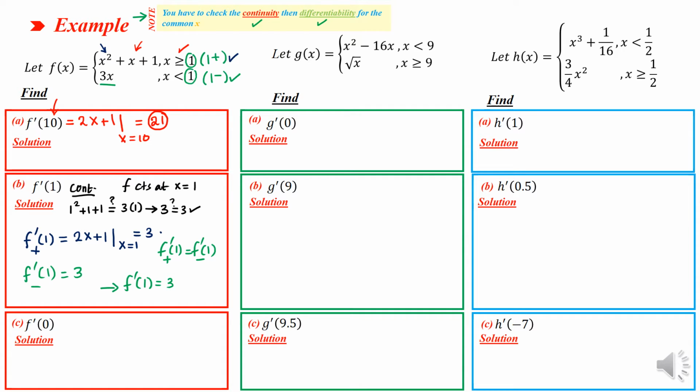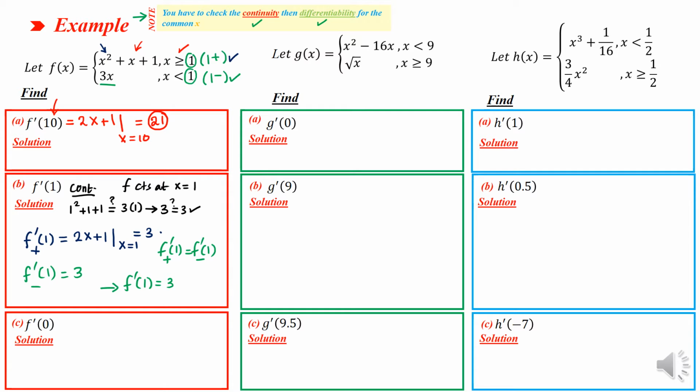Okay, if in the question f is not continuous, or discontinuous around x equals 1, there is no need to complete and find the derivative of the function f at x equals 1. When f is discontinuous, this means that f is not differentiable at the given x.